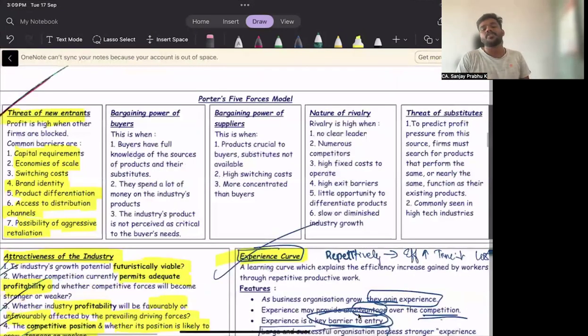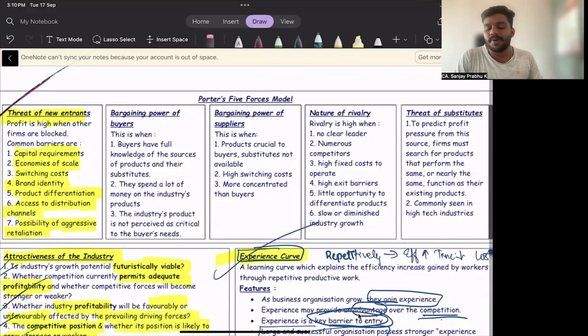Then comes bargaining power of buyers and suppliers. When can you say there is bargaining power of buyers? When buyers have knowledge of the product. I hope you are already comfortable with this topic. This is just for revision purposes, so don't expect a detailed explanation for each and every topic. This is a revision video, right?